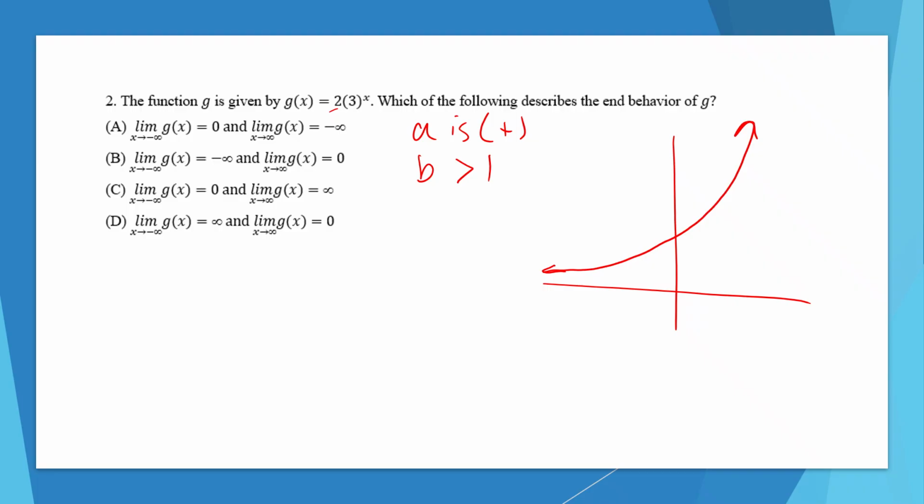The limit as x approaches negative infinity, as we go to the left forever, this will actually approach a y value of 0. So we can eliminate B and D. And then the limit as x approaches positive infinity of this function, this is going to go up forever, so it should be positive infinity, making C the correct answer there.